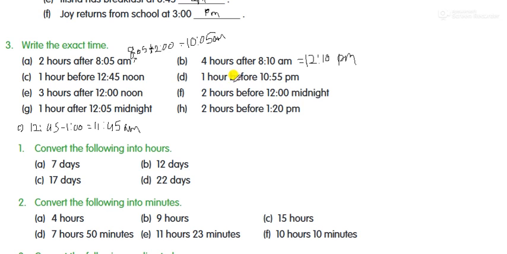1 hour before 10:55 PM. So subtract 1 hour from 10:55 PM. 10 minus 1 is 9:55 PM. Here, 3 hours after 12. 12 plus 3 is 1, 2, 3. So it's 3 PM.